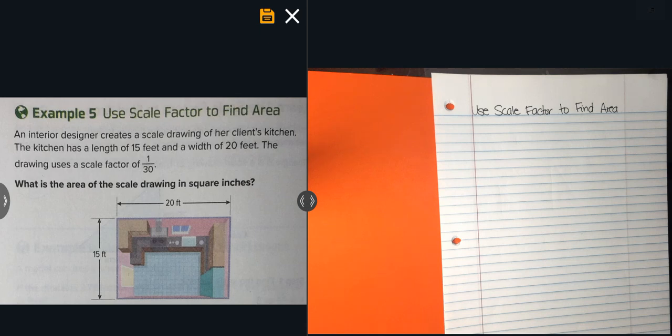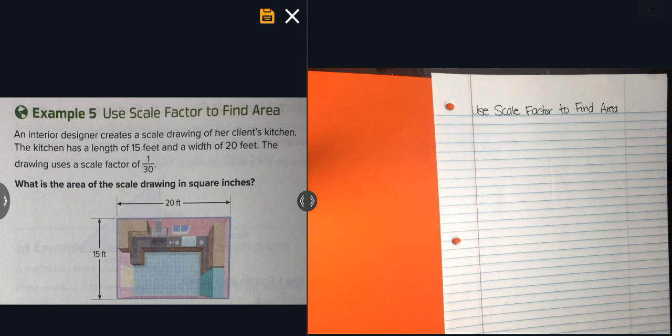Okay, we're working on another example where we're going to use the scale factor for us to find the area. So they tell us that an interior designer creates a scale drawing of her client's kitchen. The kitchen has a length of 15 feet, a width of 20 feet, and the drawing is using a scale factor of 1/30th. What is the area of the scale drawing in square inches?